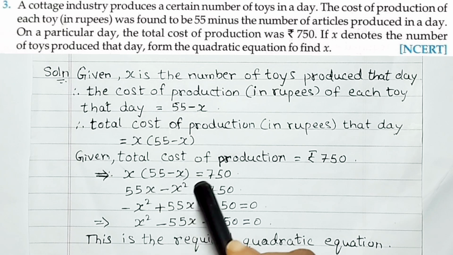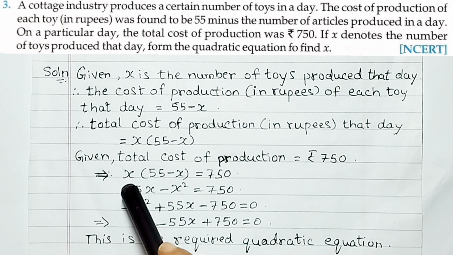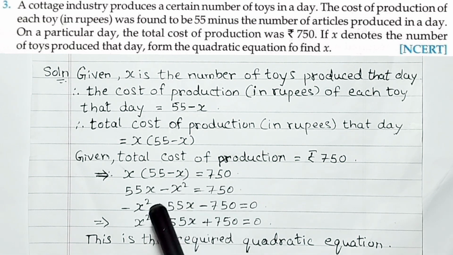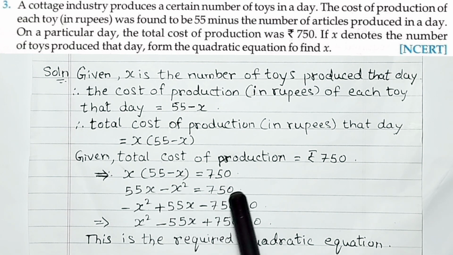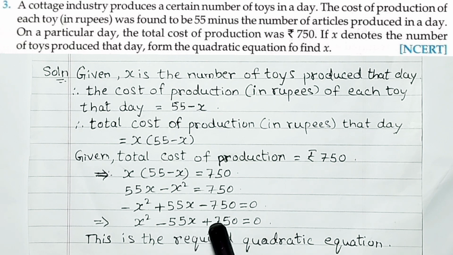Given that the total cost of production is rupees 750, that is, x(55 − x) = 750, or 55x − x² = 750, or −x² + 55x − 750 = 0. Multiplying through by −1, we get x² − 55x + 750 = 0. This is the required quadratic equation to find the number of toys produced that day.